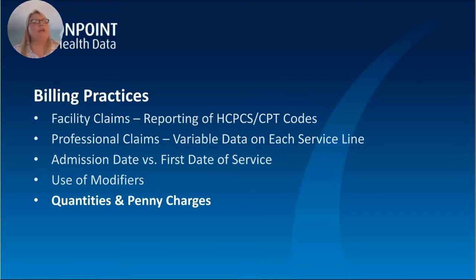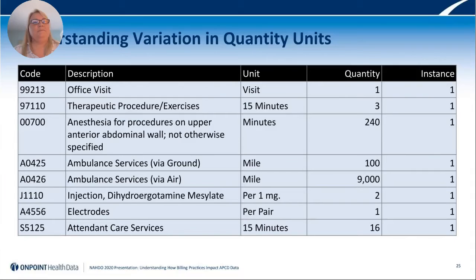And lastly, I just wanted to look at quantity amounts that we see in the APCD, and also what I call penny charges or 1 cent charges. So quantities. Quantities are based on the description of your CPT or HCPCS codes. So for example, your 99213 office visit, in the description, the unit for this CPT code is a visit. So you're seeing the quantity of 1 reported, as opposed to a therapy visit where the unit is in 15 minutes. So 1 visit may actually have a quantity of 3.